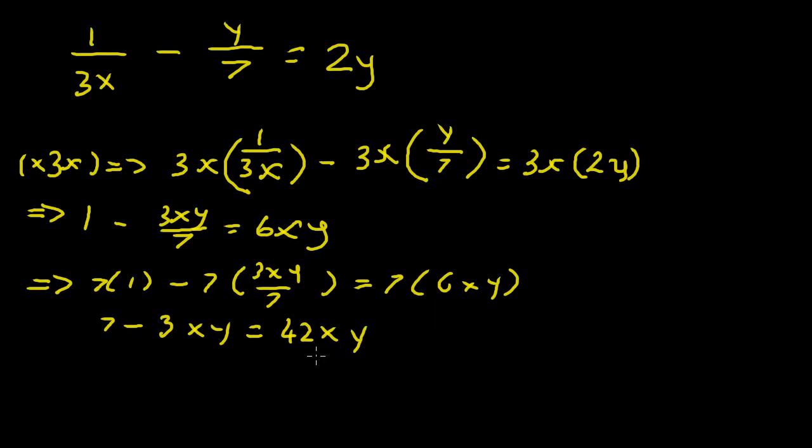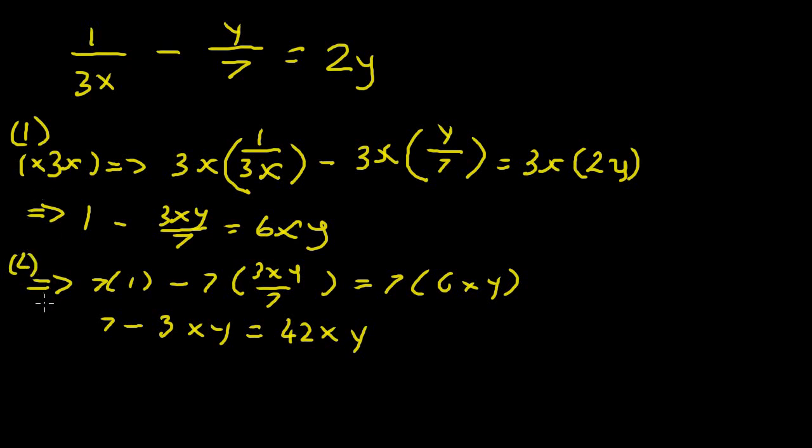Alright, so we had to carry out this operation in two steps. That was our first step here, multiplying it by 3x, and our second step was multiplying the whole thing by 7. So that was our second step.